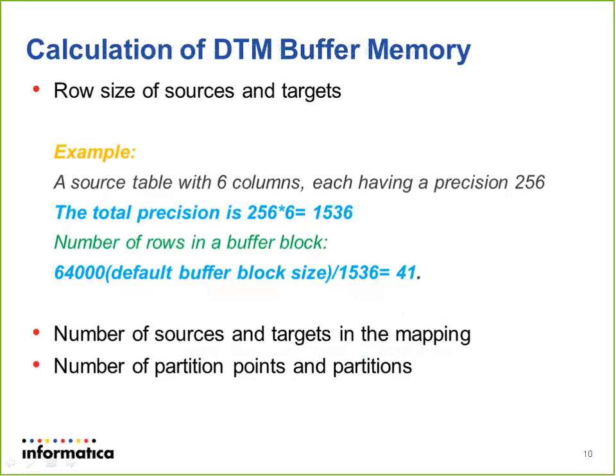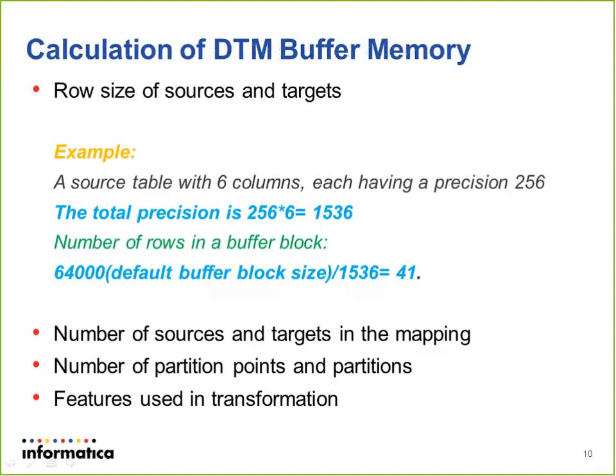A mapping that contains a large number of sources and targets may require additional buffer blocks. The integration service allocates at least two blocks for each source and target partition. So the number of blocks increases with partitions. The DTM requires additional memory to perform some features like row error logging or deadlock recovery. PowerCenter will hold all the records in blocks until a commit is issued when you have enabled deadlock retry. In other scenarios, we do not hold the blocks.